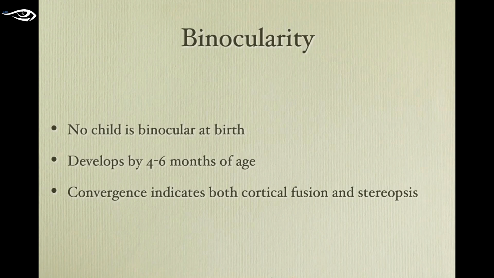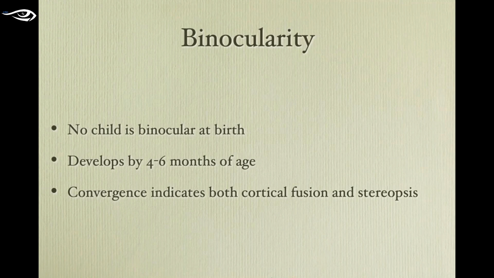So how do you know? How do you get any sense at all if there is binocularity? Well, convergence. If you don't have convergence, you don't have binocularity. It's as simple as that. So if you move an object closer to the child and that child converges, then you have some sense that there is at least a rudimentary level of binocularity present. How important is that? Well, that's really important.